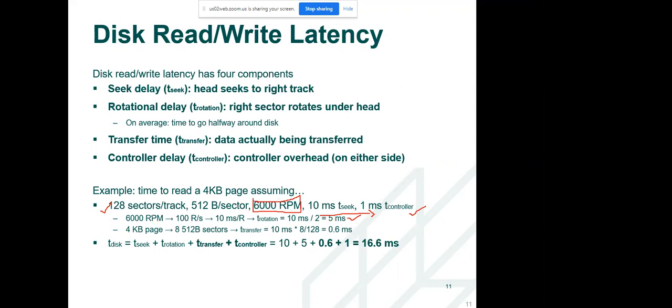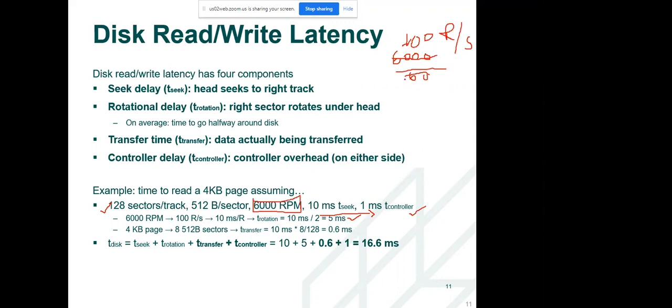And if this is rotation per minute, so in 1 minute, 60 seconds are there. So that would be 100 rotation per second. I'm dividing. If 6000 rotation per minute is given, if I want to convert it to seconds, so divide by 60. So that's 100 rotation per second.